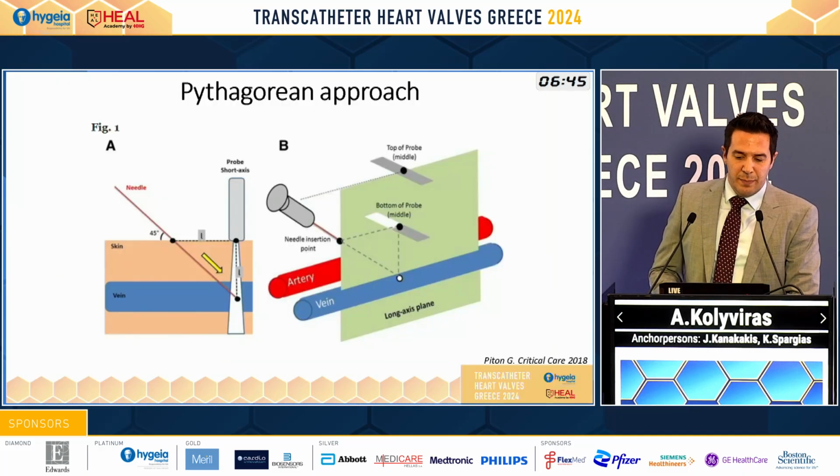Another piece of advice is to use the Pythagorean approach. We have to avoid starting our puncture too close to the probe, and keep the same distance as the depth of the vessel, at 45 degrees.